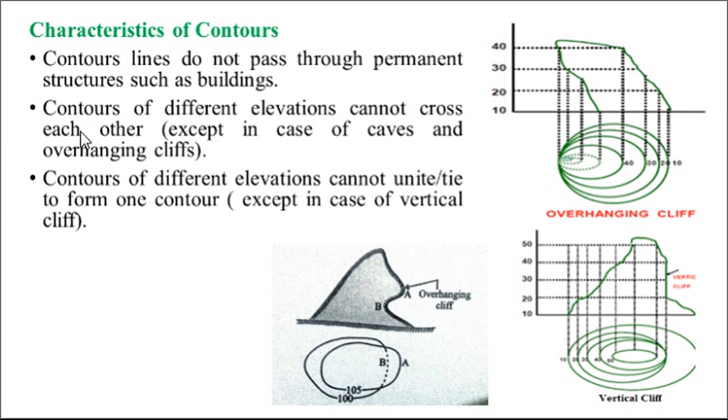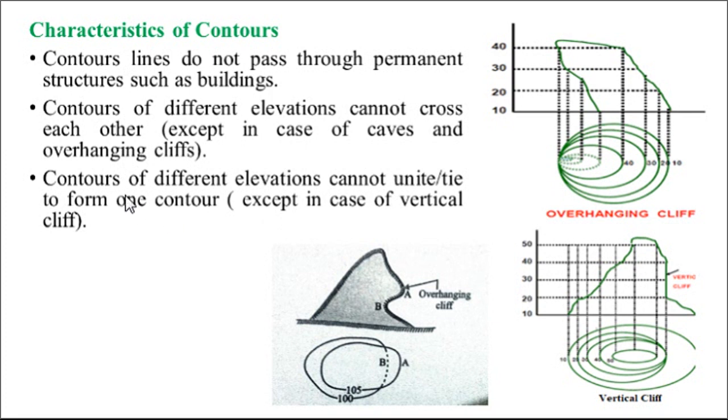Next, contours of different elevation cannot cross each other. This is also very important, because when two contour lines cross, it means there are different elevations at one point, and how is it possible? But in some cases it is possible. Except in the case of caves and overhanging cliffs, the contour lines may cross each other. Here there is an overhanging cliff, and that's why the contour lines of different elevation come together or cross each other.